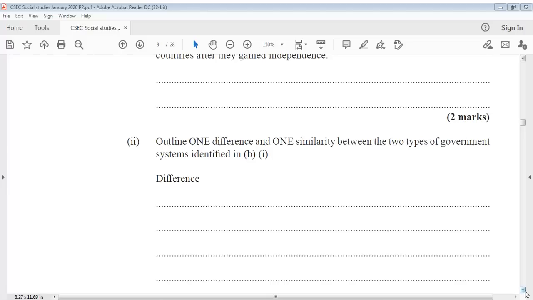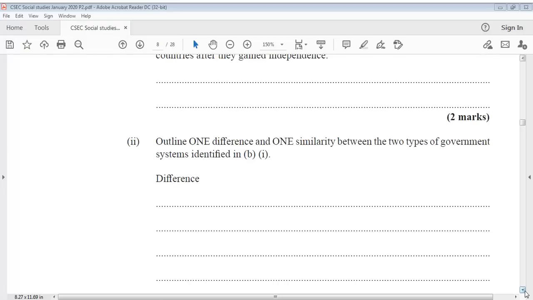Now, what is one of the differences? Well, we know that a constitutional monarchy has a king or a queen who is the head of state, and the prime minister is the head of government. Whereas in the republic, it has a president who is both the head of state and the government leader.